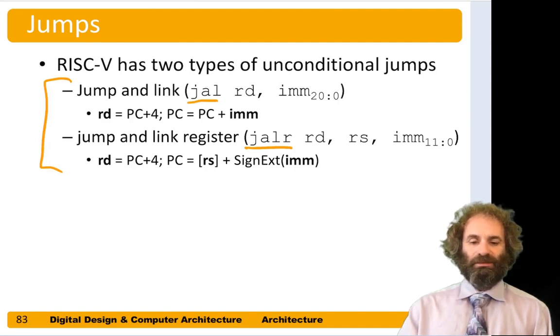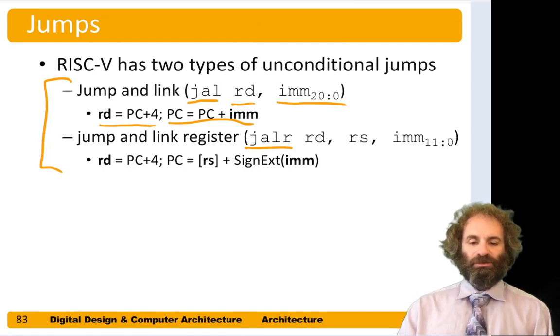Jump and link takes a 21-bit immediate that it adds to the program counter. That's a 2's complement number, so it could jump forward or backwards by up to 1,000,000. And it also takes a destination register of where to store PC plus 4 when we link.